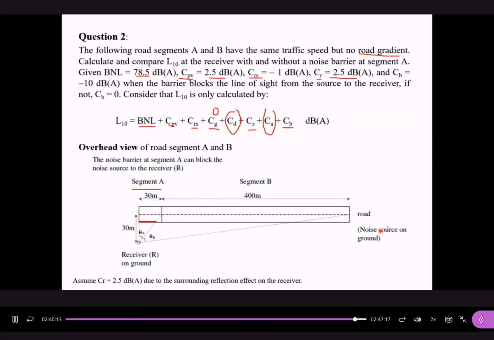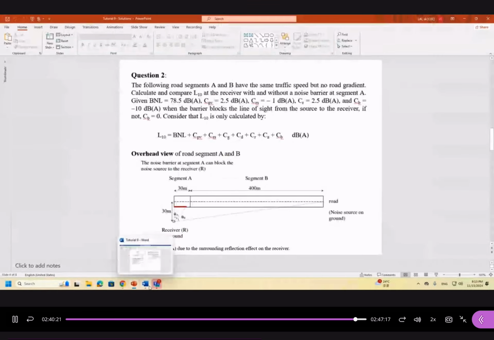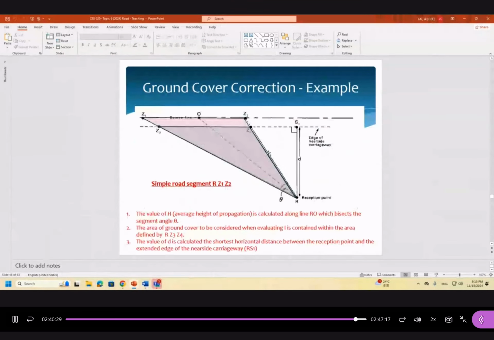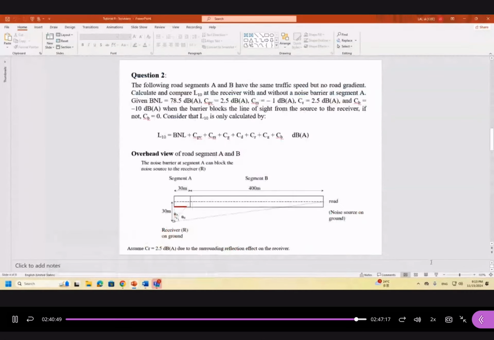How about 7B? Okay, it is still 30 meters. The reason is, when I explain these segments to you, even when we consider these segments, the shortest distance is D, according to the guidelines here. So no matter A or B, the shortest distance should be equal to 30 meters. So the direct distance for 7A and 7B to the receiver, both of them are 30 meters.